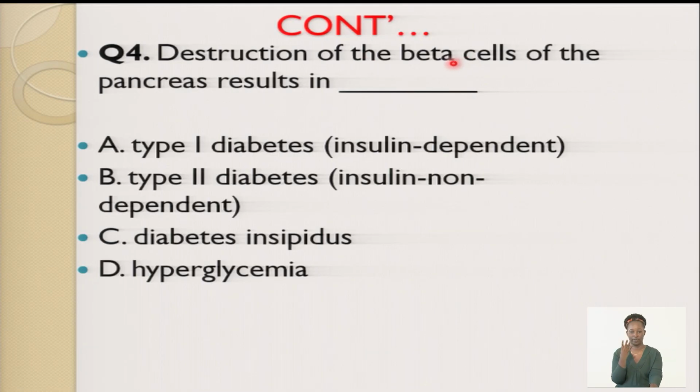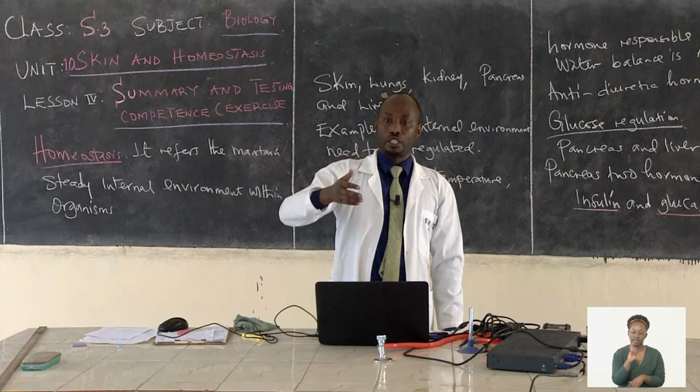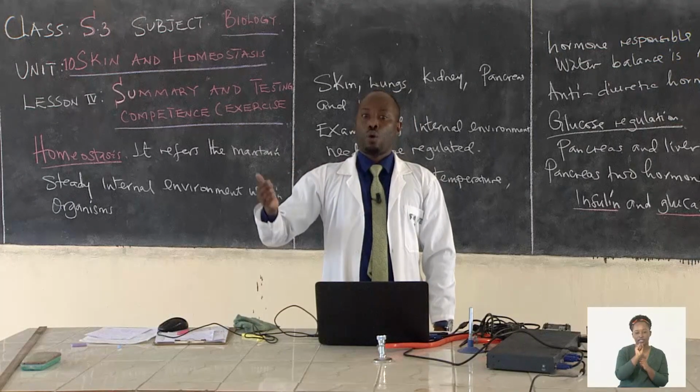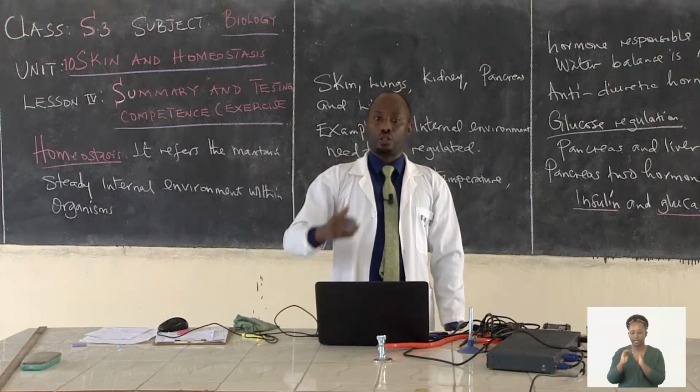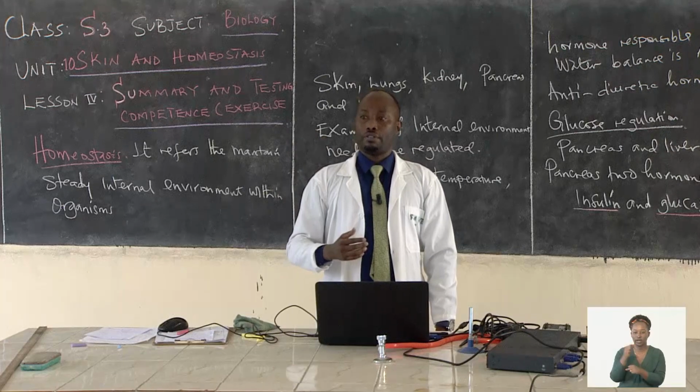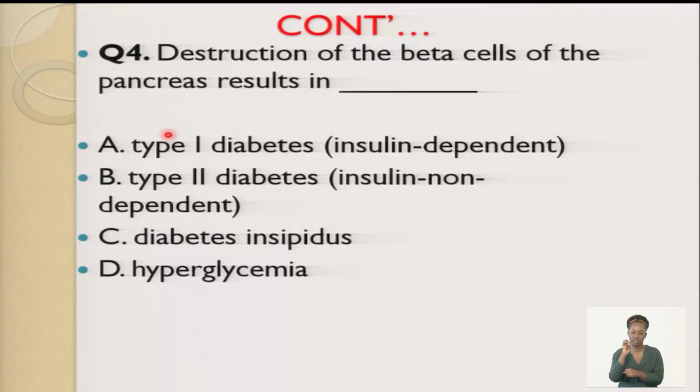And we go to another question, which is: destruction of the beta cells of the pancreas results in what? The beta cells are the ones that produce insulin, and the alpha cells produce glucagon. Once the beta cells are destroyed, what type of diabetes do you normally suffer from? You suffer from type 1 diabetes, which is called insulin dependent, which means it is a diabetes which depends on insulin. So the answer is A.